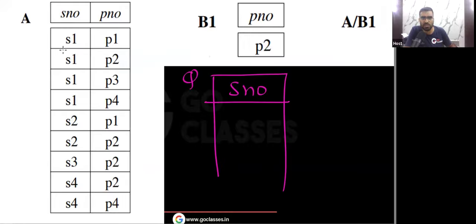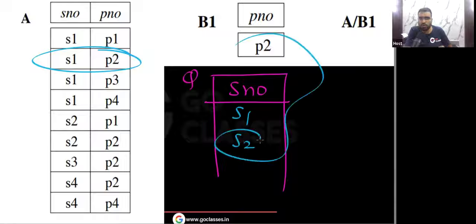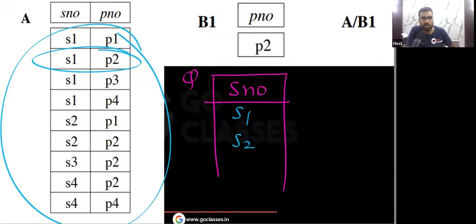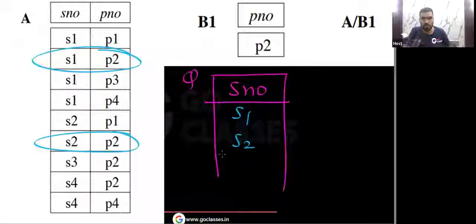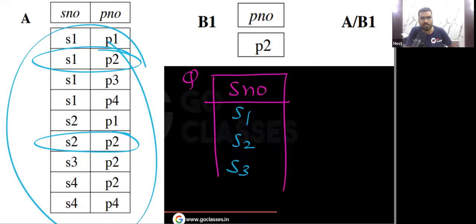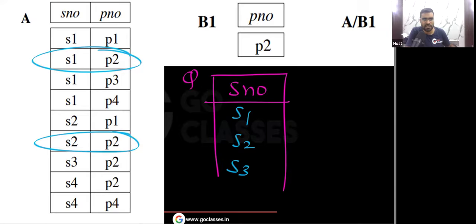Okay, so you can see this S1, does it pair with P2? You can see S1 P2. Yes, we have S1 P2. Because of this S1 will come. Next, what about S2? Do we have S2 P2? Yes, we have S2 P2. So S2 is also here. What about S3? S3 P2. Do we have here S3 P2? Yes, S3 P2 is also here. Okay, so S3 is also there.